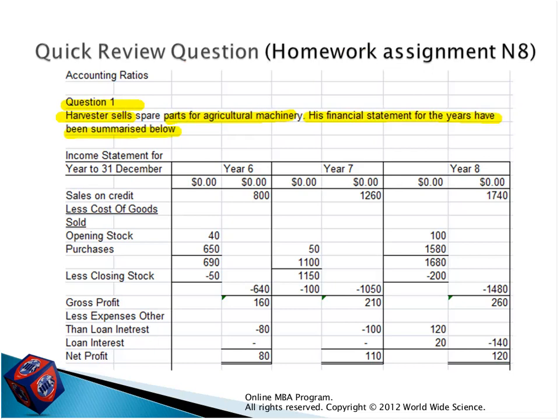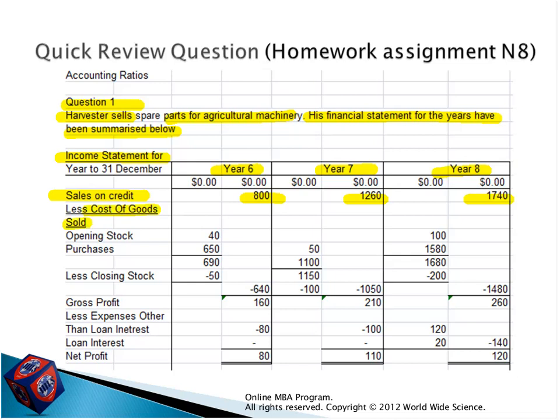Here we are given the income statement for year 6, year 7, and year 8, for 3 years. And we can see we have sales on credit. This is the same as the sales or net sales. The sales on credit for year 6 is 800, for year 7 is 1,260, and for year 8, 1,714. Last, we have the cost of goods sold.